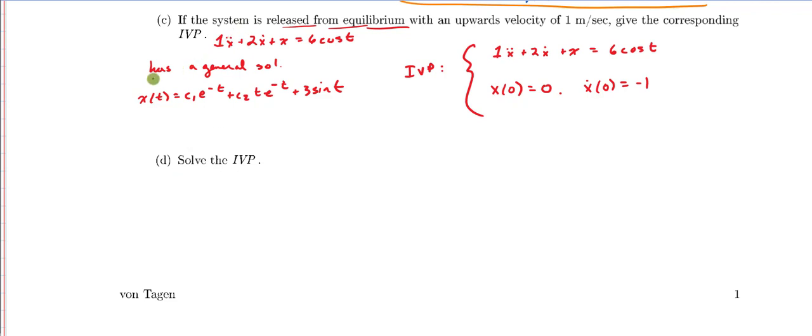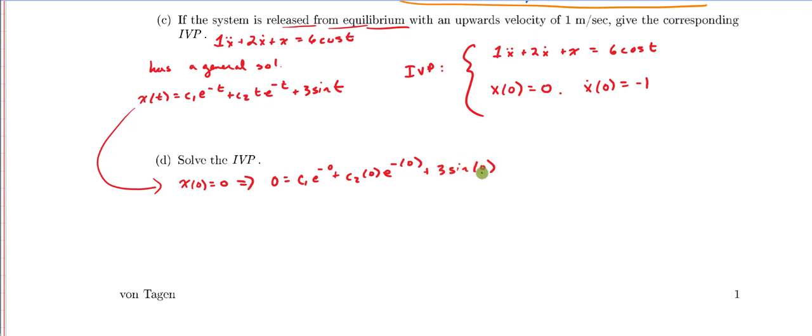Well, we've got the solution that I listed here, and so we know that x of 0 needs to equal 0, so that implies that 0 has to equal c1 e to the minus 0 plus c2 times 0 e to the minus 0 plus 3 sine of 0. And putting all that together, we get 0 has to equal c1. So we now know c1 is 0.